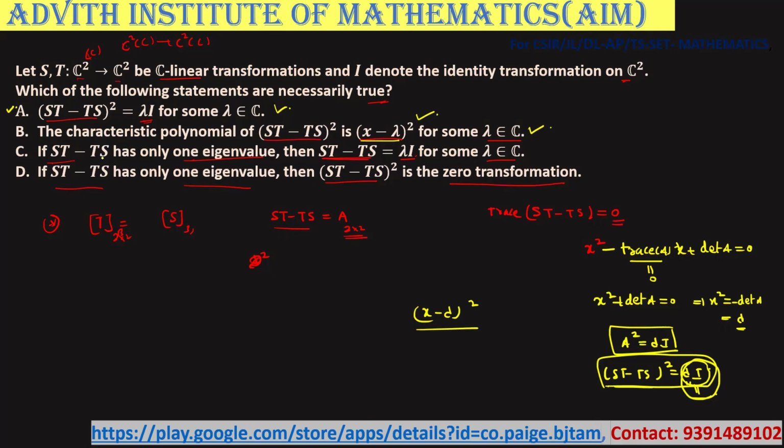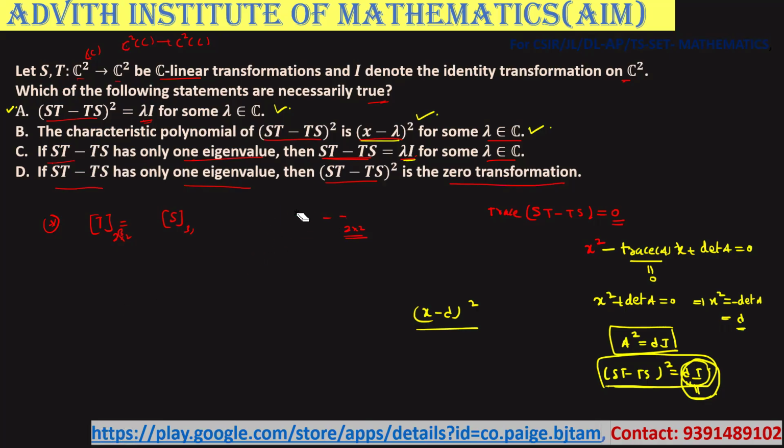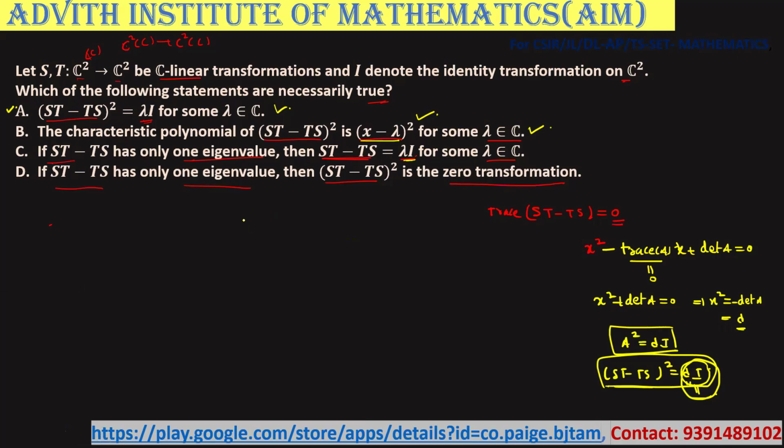Option C says if ST minus TS has only one eigenvalue, then ST minus TS equals lambda I. That means A has only one eigenvalue. If A has only one eigenvalue, can we write ST minus TS as lambda I? Let's see. Suppose lambda is the only eigenvalue, that is, a repeated eigenvalue since it is a 2 by 2 matrix.